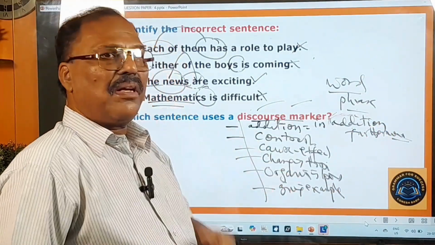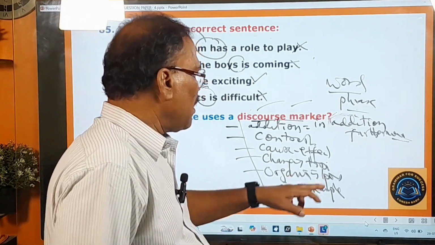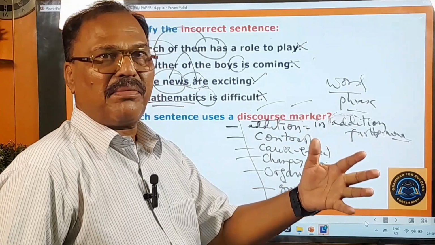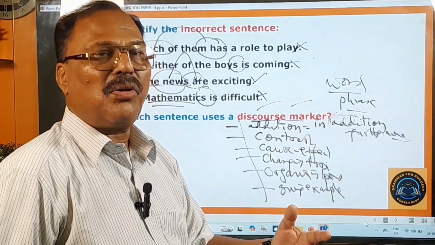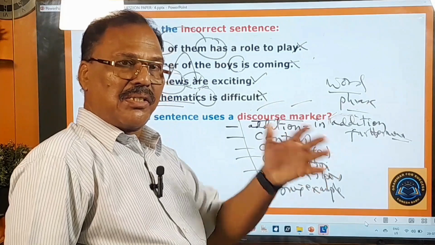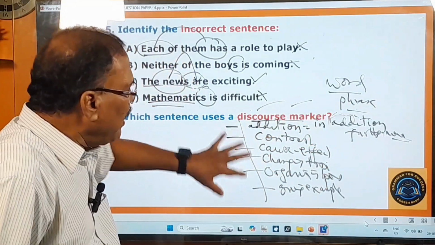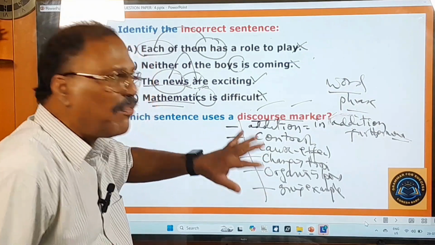Changing topic, say therefore, it went on organizing points, giving examples. For example, such as: don't eat sugary foods such as candies and sodas. So such as, so all these discourse markers will be indicating all these varieties of words.